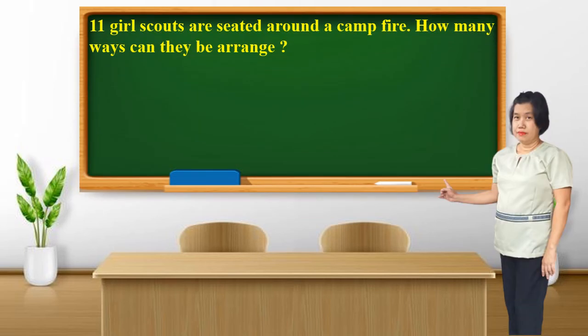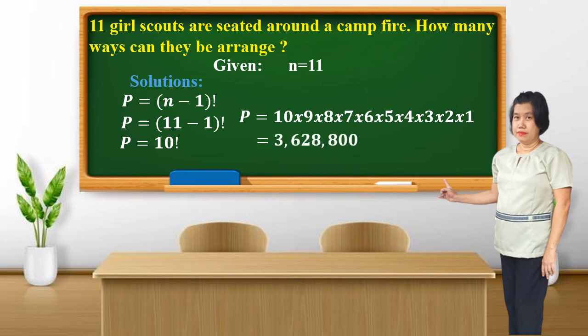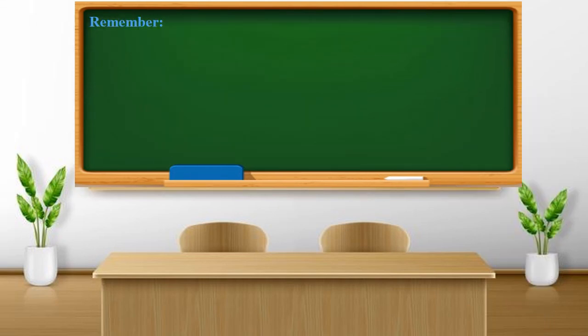Let's have the last problem. 11 Girl Scouts are seated around the campfire. How many ways can they be arranged? So the given value of n is equal to 11. Substitute it in the formula P equals the quantity n minus 1 factorial, is equal to 11 minus 1 factorial. 11 minus 1 is equal to 10 factorial. And 10 factorial is equal to 10 times 9 times 8 times 7 times 6 times 5 times 4 times 3 times 2 times 1. And that is equal to 3,628,800.